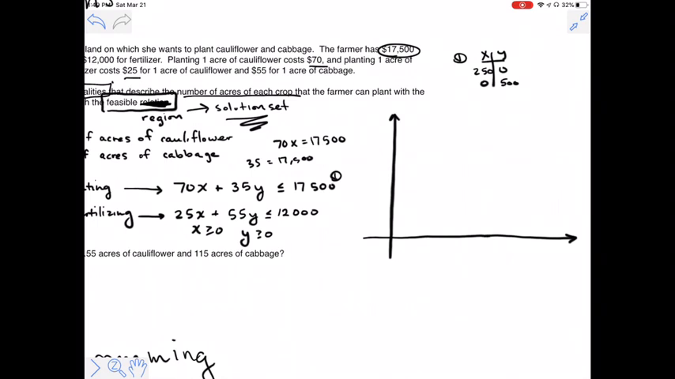So if I went by 50s, for example, 50, 100, 150, 200, 250, 300, or 100, 200, 300, 400, 500. So 0, 500, and then 250, 0. This is going to be a solid line because it's less than or equal to.